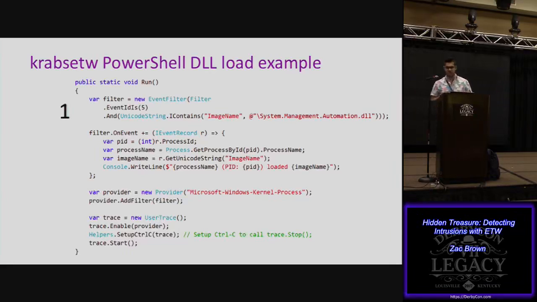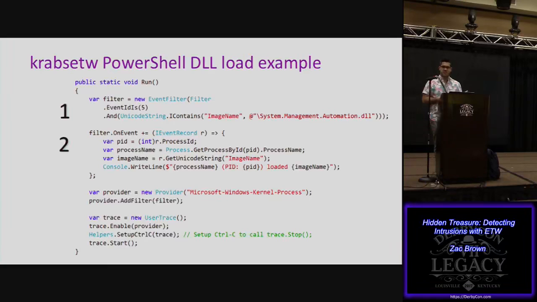Number one, again, we're going to look for event ID 5. That is, in this case, image load, which is another name for a DLL load. And we're going to look for a Unicode string for the property image name where it ends with system.management.automation.dll.